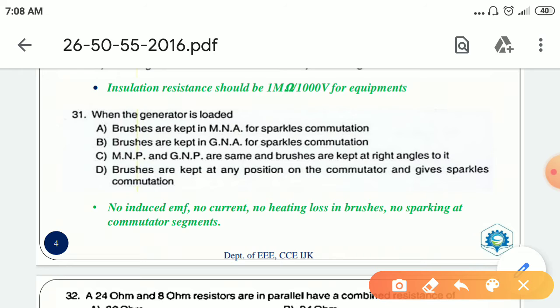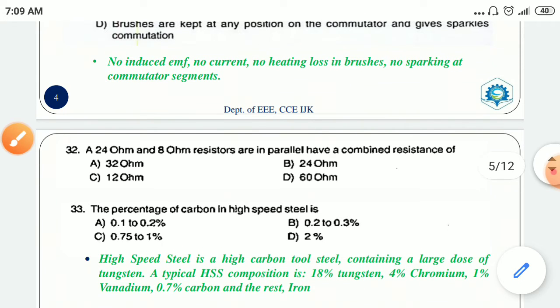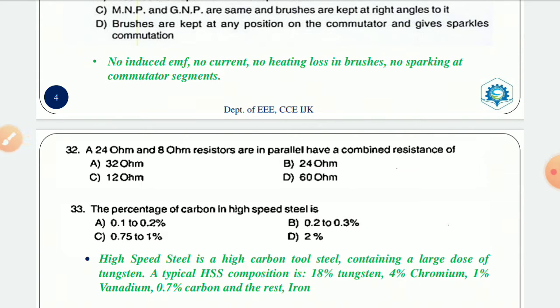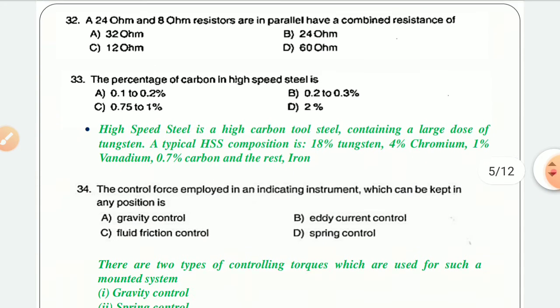So we know that when the generator is loaded, the brushes should be kept in the MNA for the sparkless commutation, and when it is kept in MNA, there will be no induced EMF, no current, no heating loss in the brushes, no sparking at the commutator segments. So the answer for question number 31 becomes option A, that is brushes are kept in MNA for sparkless commutation. Let's move on to the next question, question number 32. Question number 32 also remains cancelled for PSC. So let's move on to the next question, question number 33.